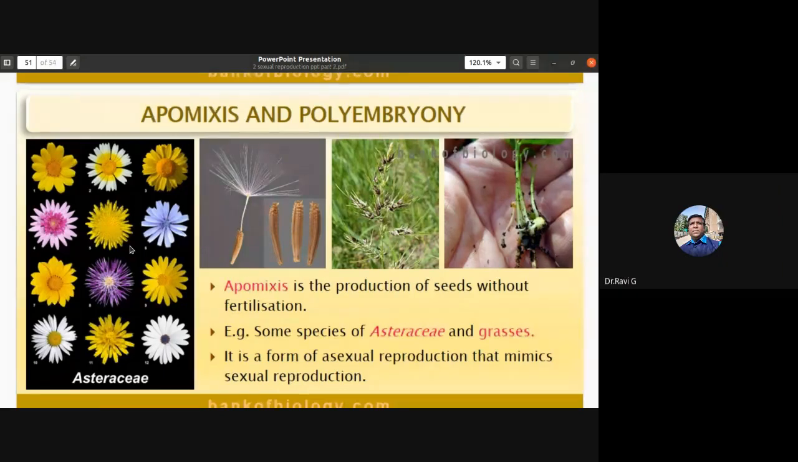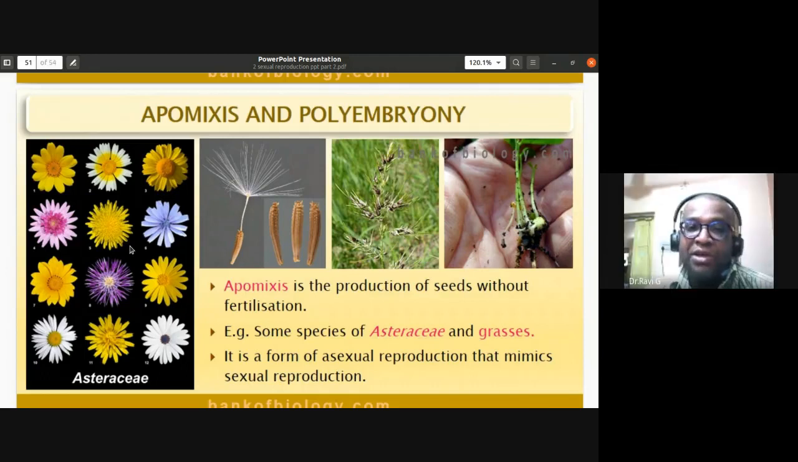So it is asexual reproduction mimicking sexual reproduction. So sexual reproduction is being mimicked by asexual reproduction. Apomixis is a mimicry of sexual reproduction by an asexual reproduction process. So apomixis is a form of asexual reproduction that mimics sexual reproduction.